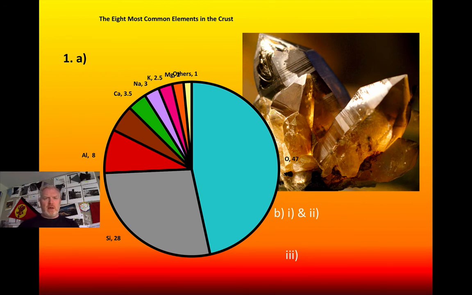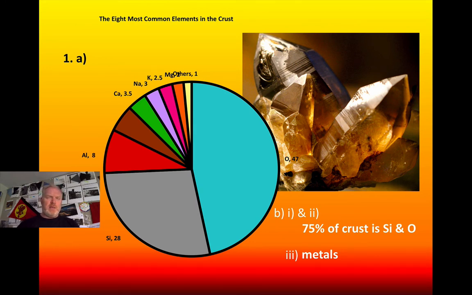With question B then, I ask you to work out what percentage the big two are. Sorry about the mistake with the questions, but it's about 75% of the crust is a combination of silicon and oxygen. And you actually find those together. They're bonded to each other. The most common form we see that in is quartz, which is the image you can see on this slide. Question 3 asks you what all the other elements are. They're all metals.